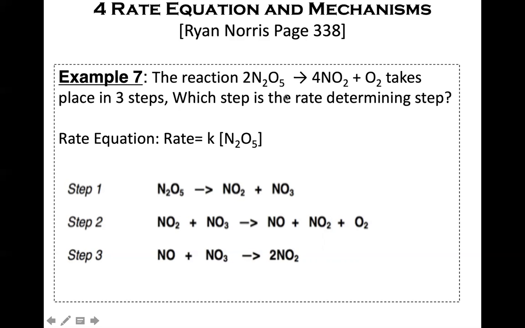We have 2 moles of N2O5 forming 4 moles of nitrogen dioxide and oxygen. This equation turns out to take place in 3 steps, 3 stages. Which step is the rate determining step? If you just look at the equation, you wouldn't be able to determine which one is the rate determining step. You need the rate equation. The rate equation is equal to k times the concentration of N2O5. Between step 1, 2, and 3, which one is the slow step?